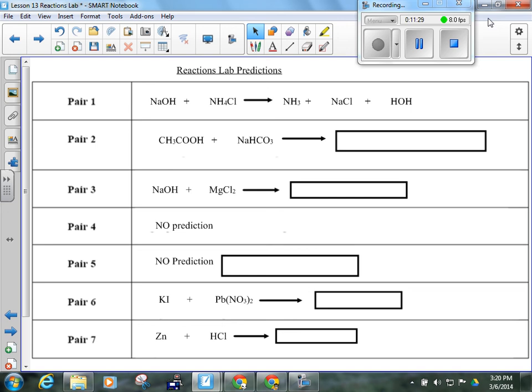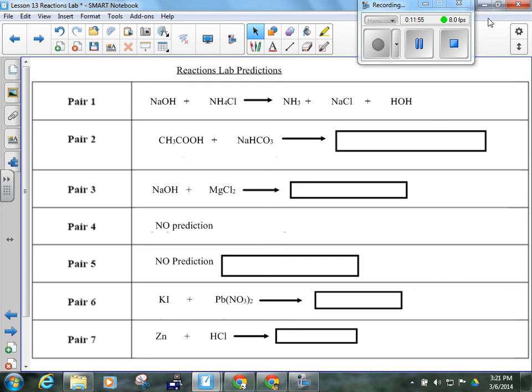Now, in number 2, how many of you predicted that one to be a double replacement reaction? Okay, and probably most of you did. But what happens in that reaction? Yeah, it bubbles and fizzes, right? It's vinegar and baking soda. We all know what happens. What gas is that? What gas is in those bubbles? CO2, right? CO2 is what's in those bubbles.